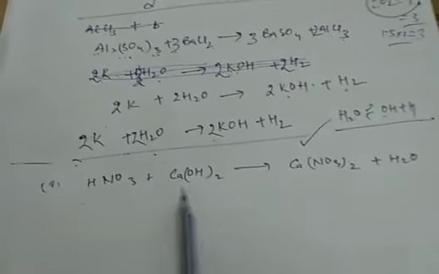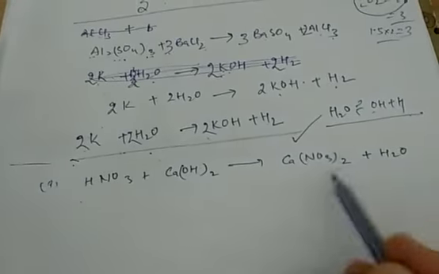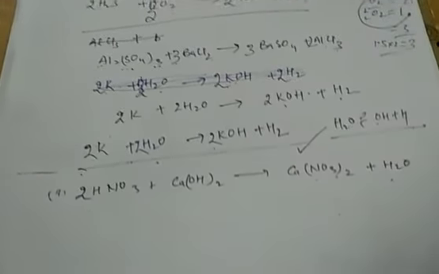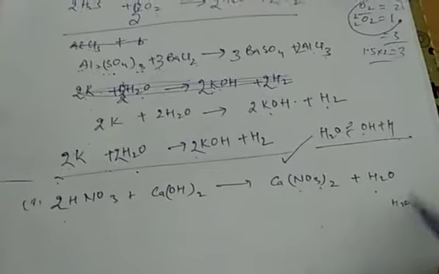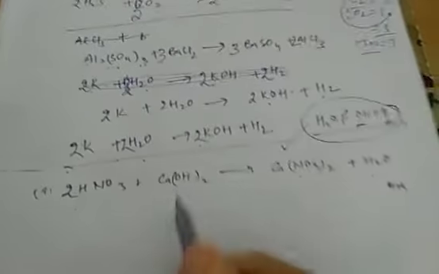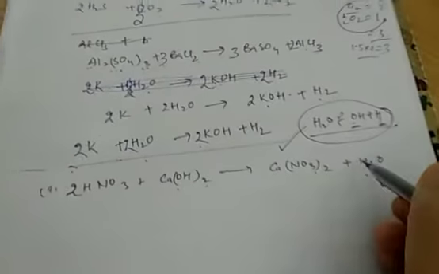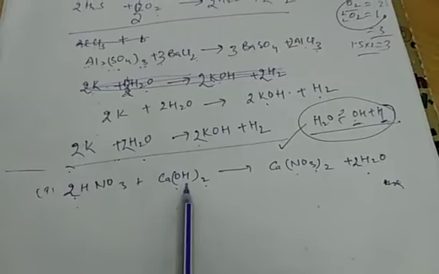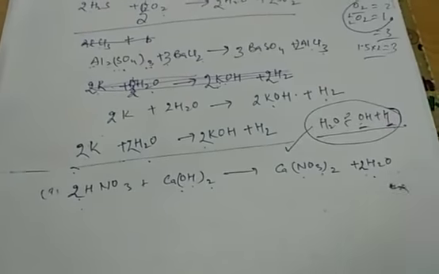Now balance the reaction. 2 NO3 here, so this HNO3 should be 2. You know H2O is made up of 1 OH and 1 H. So 2 OH are here, so this H2O should be 2. Now the reaction is balanced. 2H, 2 OH form 2 H2O.